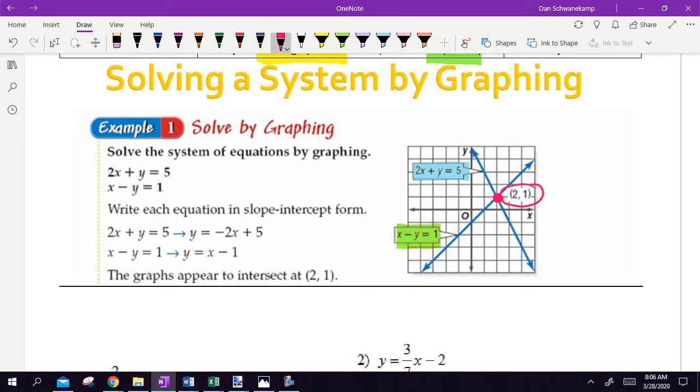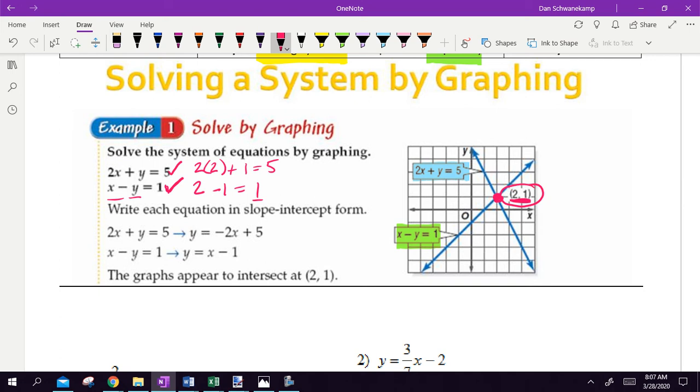They could cross once, they could cross no times, or they could cross everywhere. And we'll explain that in a little bit. But we get one value, 2 and 1. This is the solution to this system. In other words, if I plugged 2 for x and 1 for y, that gets me 5. If I plug in 2 for x and 1 for y on the other equation, it gets me 1. It is the only two numbers for x and y that is going to make that statement true.